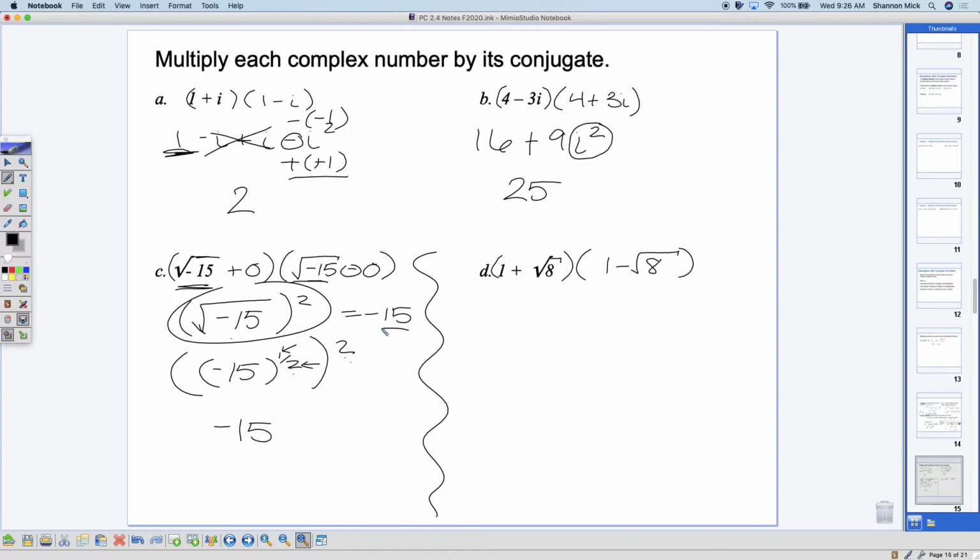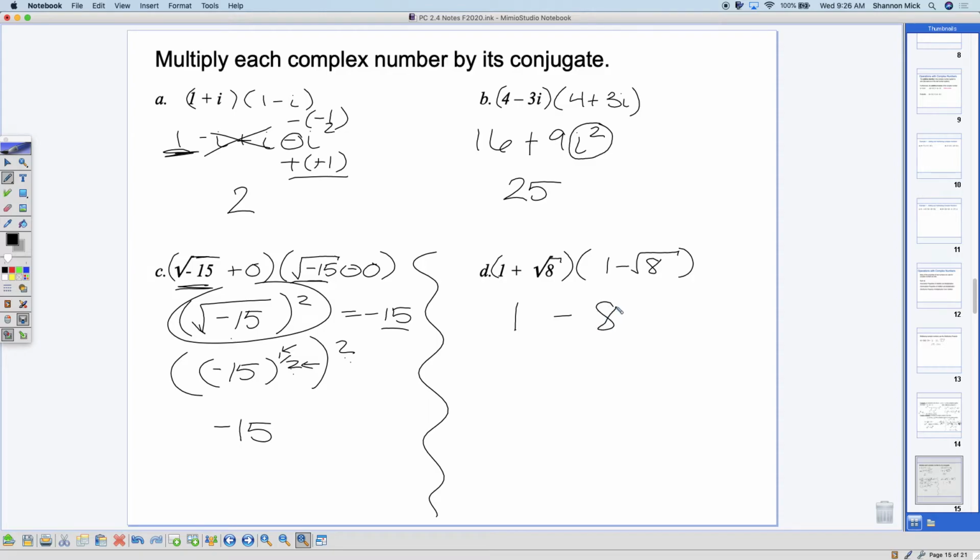What happens when I take the square root of 8 times the square root of 8? What do you think you get? 8. No, you get the square root of 64, which is what? 8 squared. Square root of 8 squared, so it's 8. Well, I actually think you should have gotten 1 minus 8.